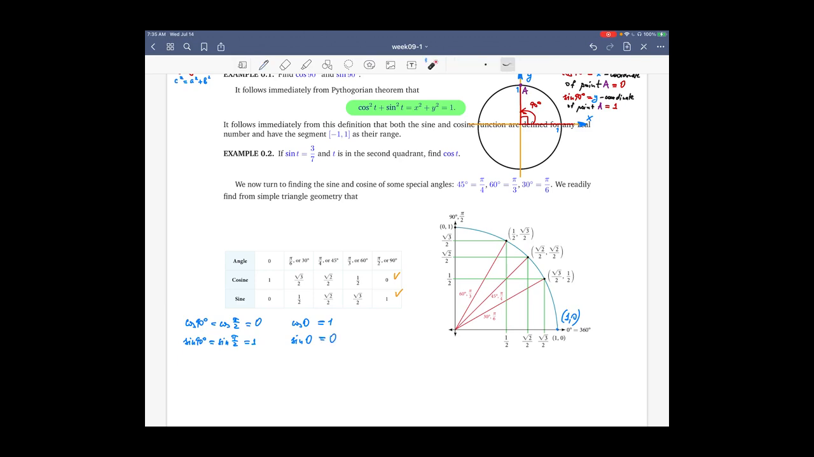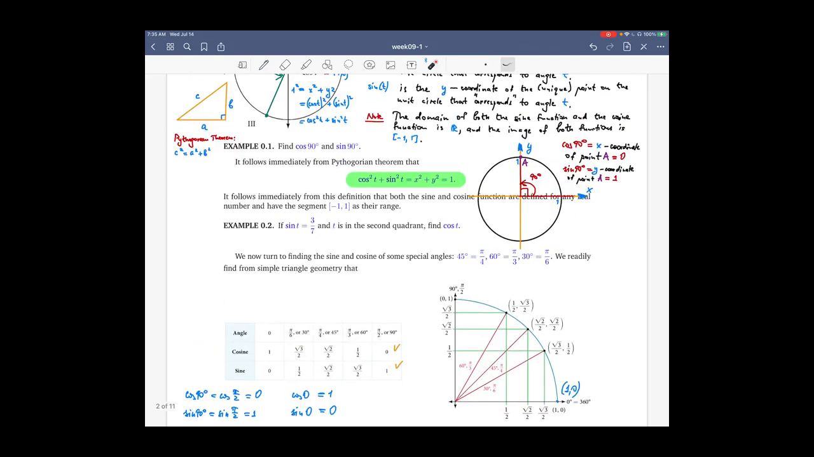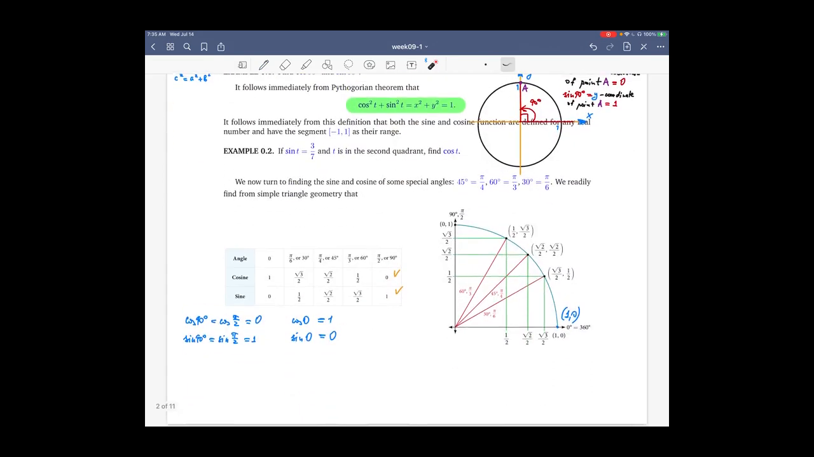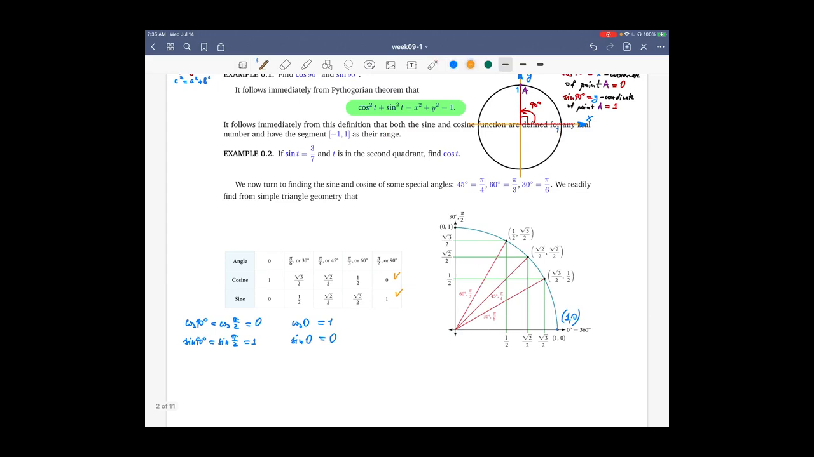Note that in both cases, we do have the basic identity satisfied. Here, 0 squared plus 1 squared equals 1. And here, 1 squared plus 0 squared also equals 1. So the basic identity is satisfied. That takes care of this.